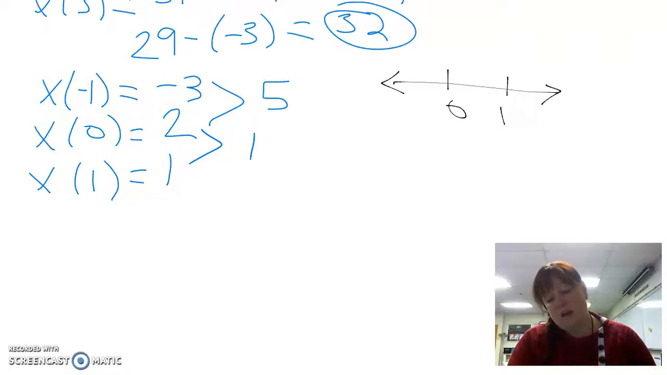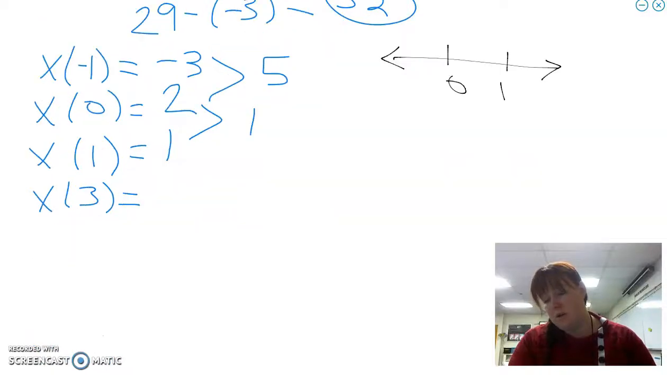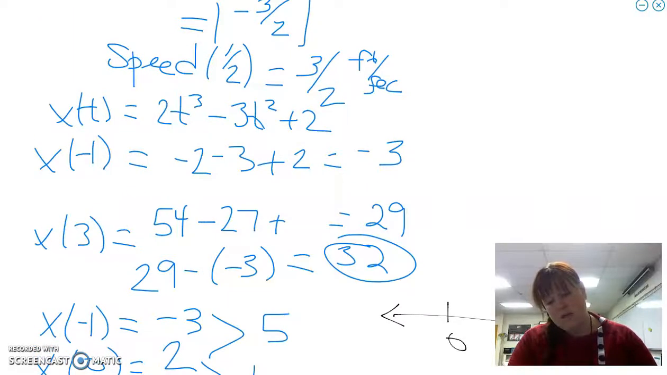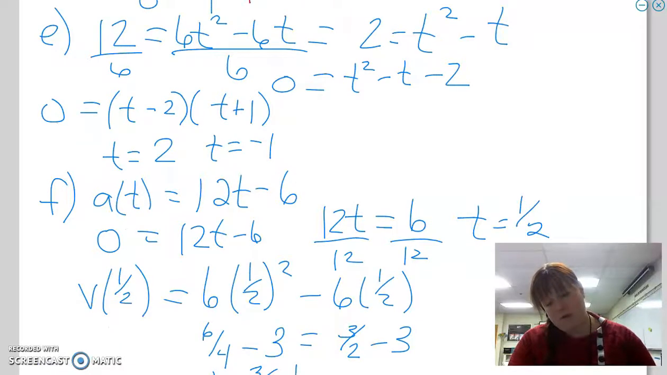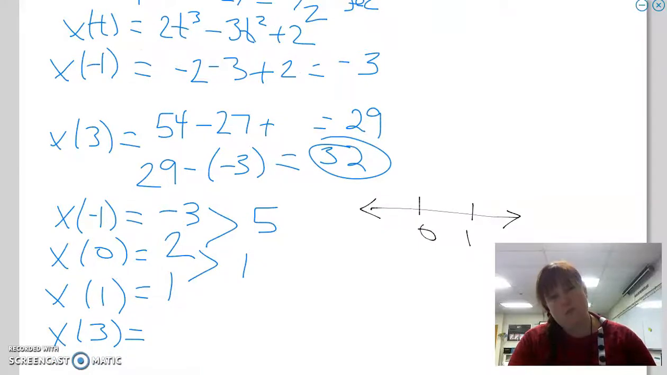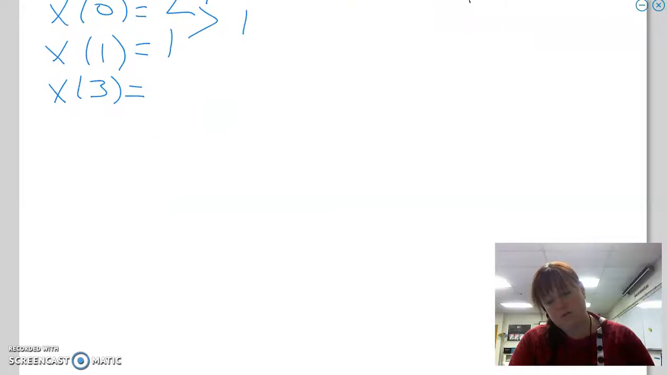Okay, and then it started traveling to the right again. We know that from 1 to 3, it was traveling to the right. So we're going to do x of 3, which I believe we found up here already. x of 3 was 32. Oh no, it was 29. Yeah, x of 3 is right here, x of 3 is 29. There's where good notation helps you, so that you don't just have random numbers floating around. So x of 3 is 29, and from 1 to 29 is 28.